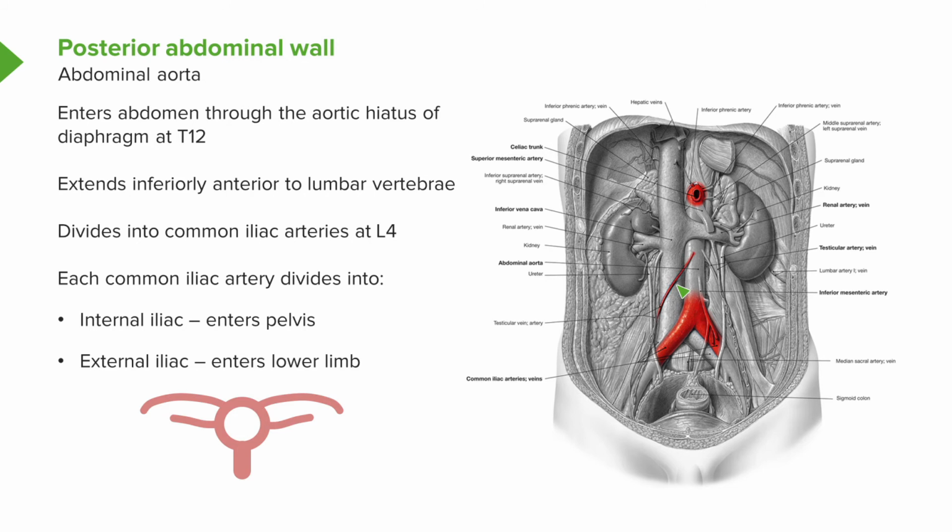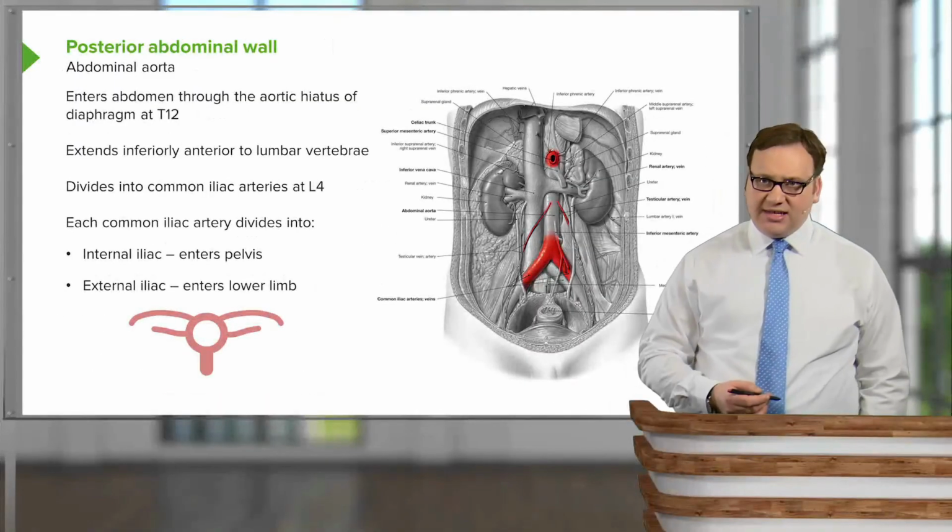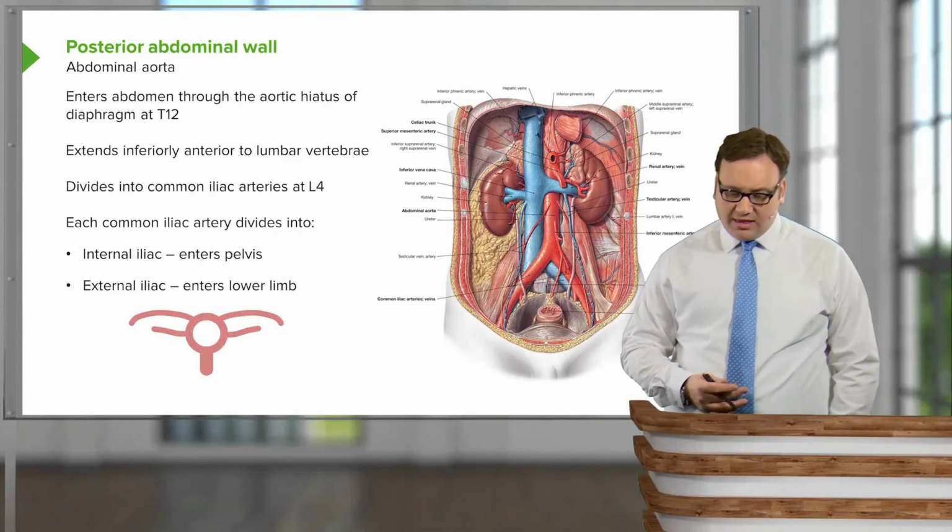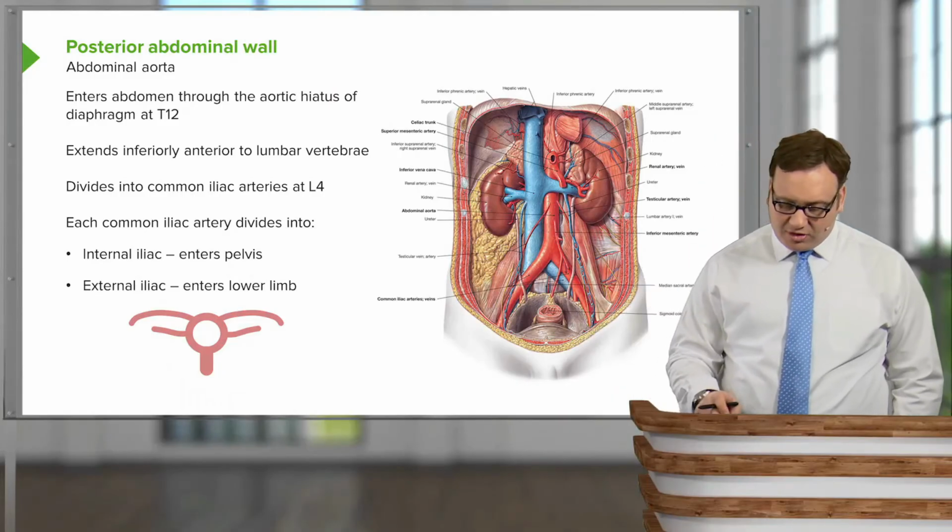We can also see there's a series of other branches that we haven't referenced so far, and these are your gonadal blood vessels. These would be the paired visceral branches that go and supply the testes in the male or the ovaries in the female. And there's your abdominal aorta.